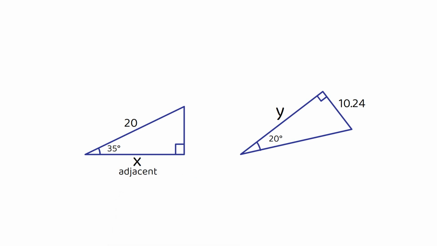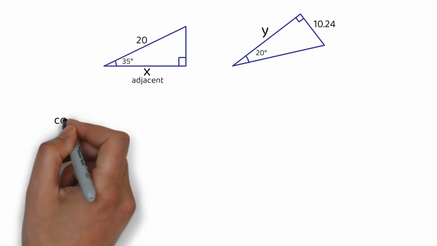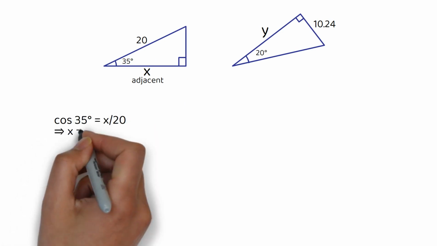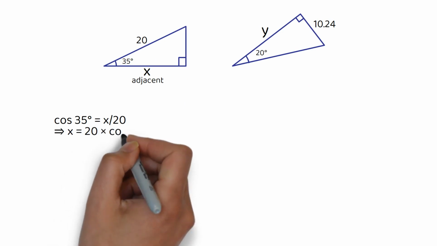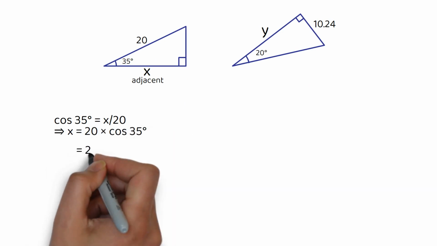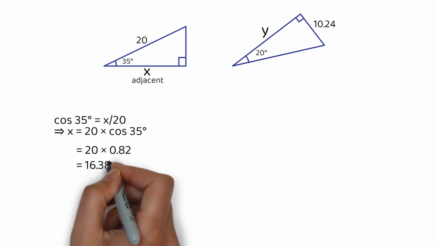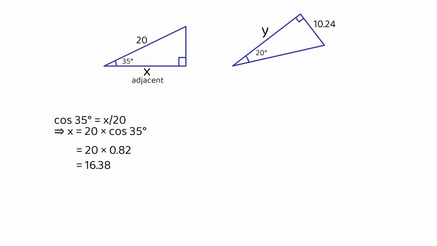To solve the first problem, to figure out what x is, the adjacent side, notice that x is adjacent to the 35 degrees angle, and 20 is the hypotenuse. We can use the cosine formula because we have the adjacent and the hypotenuse. We can say that the cosine of 35 equals x divided by 20, which also means that x equals 20 times the cosine of 35. Since the cosine of 35 degrees is 0.82, 20 times 0.82 is 16.38.